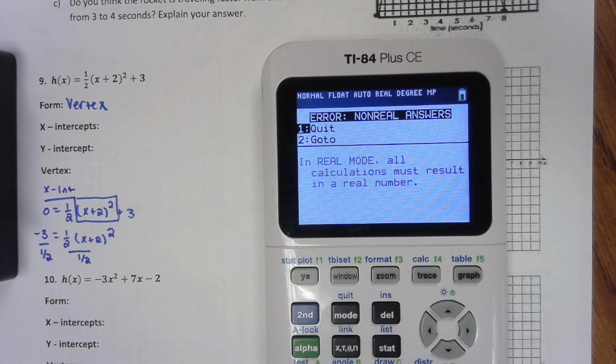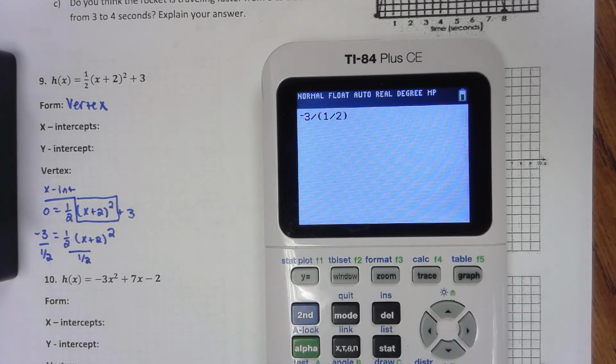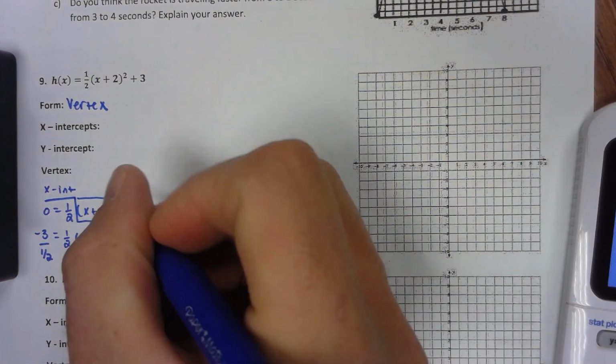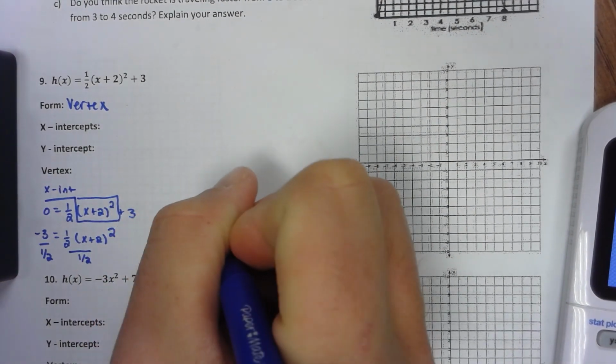So I'm going to take negative 3 and divide it by 1/2. When you are putting fractions into the calculator, just put them in as division problems. That's all a fraction is. It's really just division. Okay, and that gives me negative 6. So this is negative 6 equals x plus 2 squared.